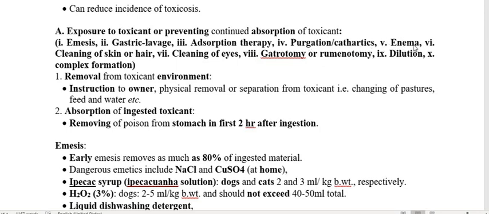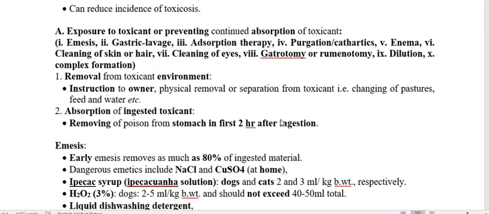Enema is a process by which we give a liquid soap solution through the rectal route to wash out. Then we have to rule out the other body parts where the toxicant may be present by cleaning the skin and the hair. We also have to rule out the presence of poison over the eyes, so cleaning of eyes. Even if you think all of these have failed, then we have to go through gastrotomy or enterotomy. If we find some toxicant still there, then we have to go through that.